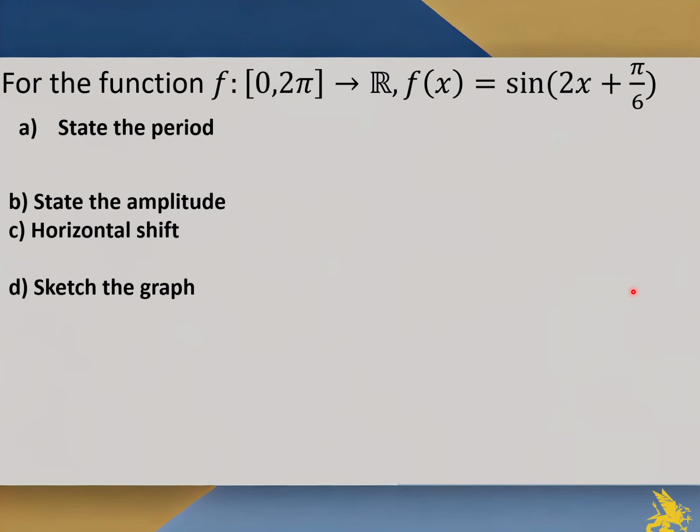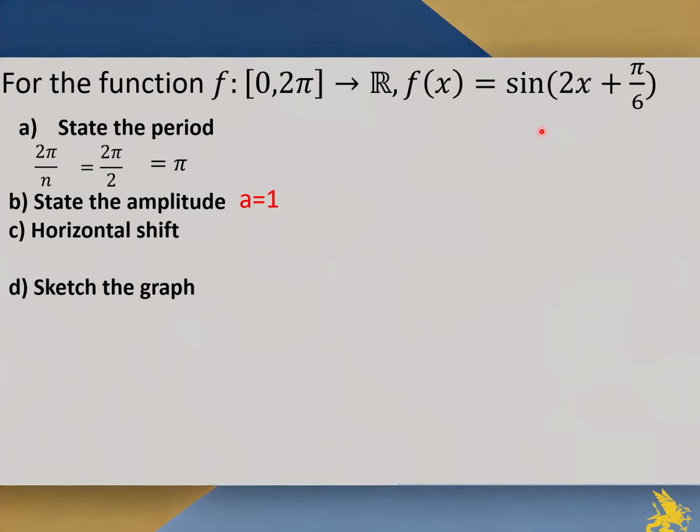So for the function f, with a domain of x greater than or equal to 0 and x less than or equal to 2 pi, sketched with all real numbers, f of x is equal to sine of 2x plus pi over 6. Again, we've got a b value here this time, which is 2, which means our period will be 2 pi over that 2 value, which will give me pi. Our amplitude is always that number out the front of sine, which is, in this case, 1.